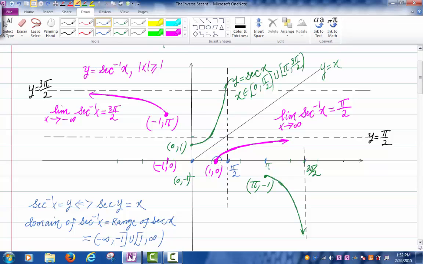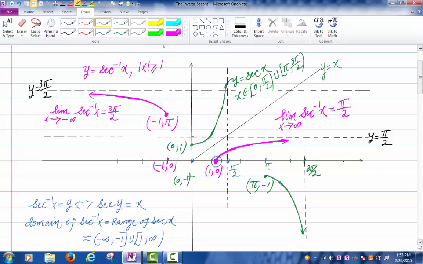I know the point (1, 0) is on the graph of inverse secant. Now, the secant function between 0 and pi over 2 increases or decreases? Increases. If a function increases, the inverse will also be increasing. Okay? So if I look at the inverse of the secant function between 0 and pi over 2, whatever the inverse is, it is also increasing.